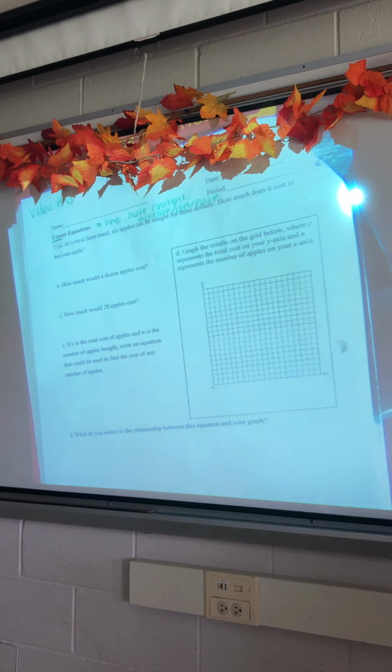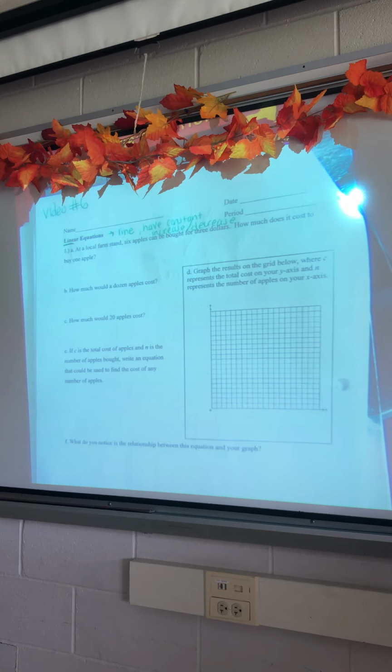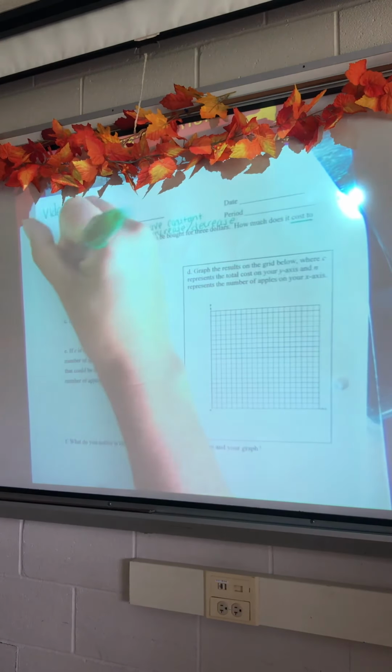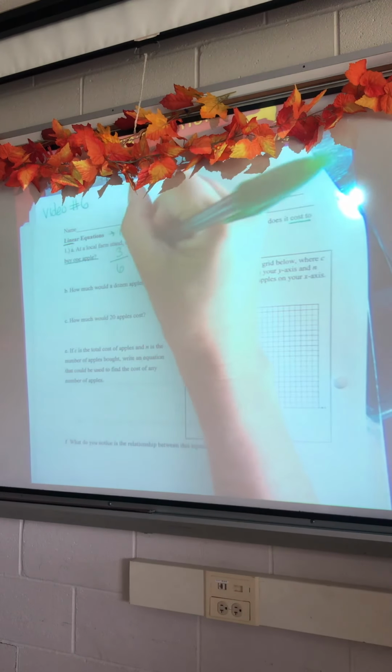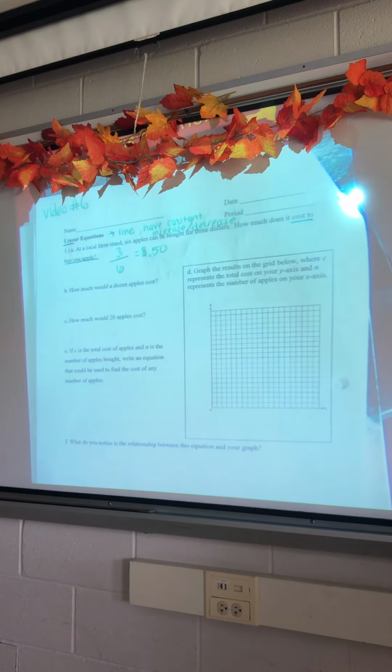So if we take a look at number 1A, it says, at a local farm stand, 6 apples can be bought for $3. How much does it cost to buy 1 apple? So if I'm looking at the cost per apple, my cost is $3 and I have 6 apples. So if I divide 3 by 6, I would get 50 cents. So it costs 50 cents to buy 1 apple.